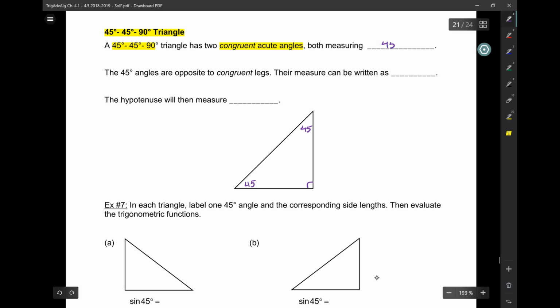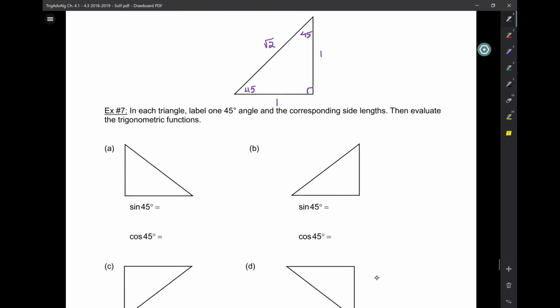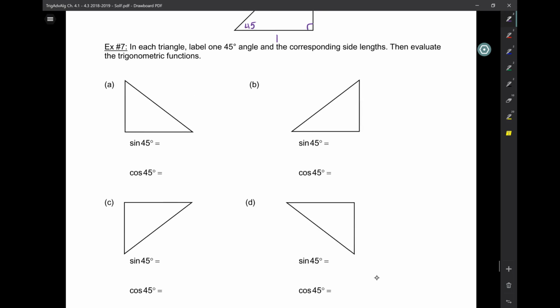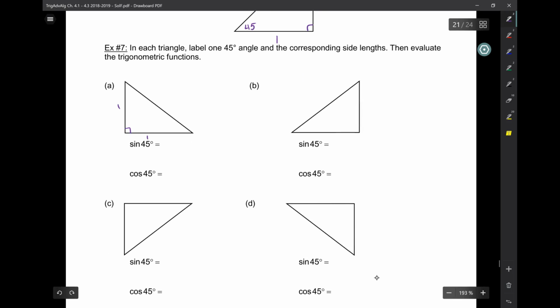And so they both measure 45. The 45-degree angles are opposite to congruent legs, and we write their measures as 1, 1. Then how much is the hypotenuse? Root 2. Is it x root 2? Yeah, it's x root 2. Okay, so look here: 1, 1, root 2.